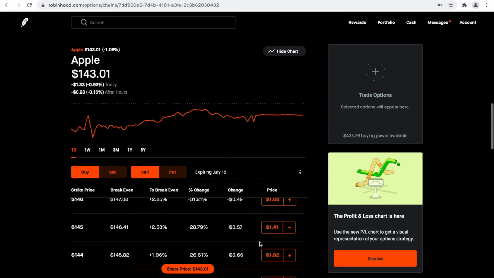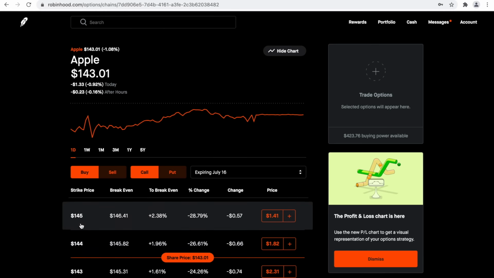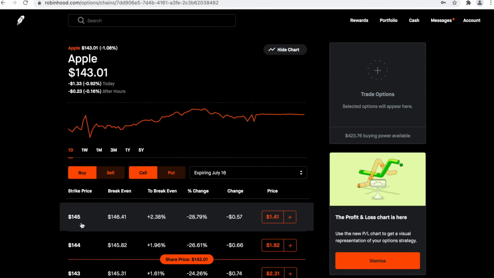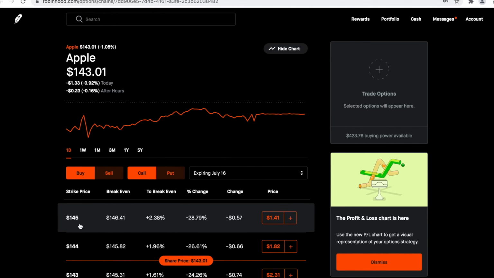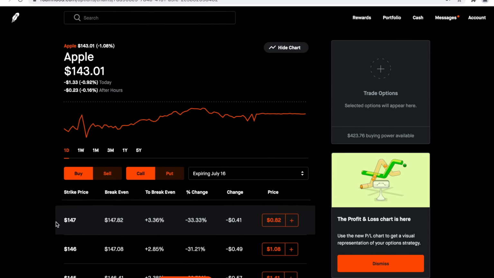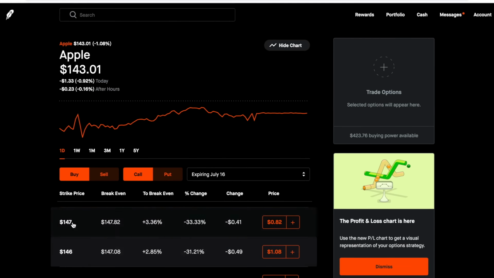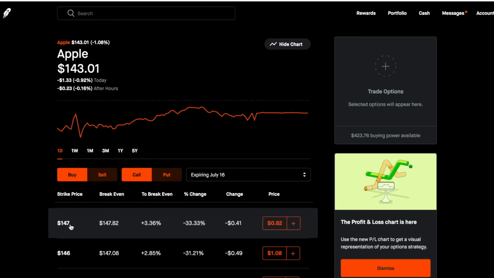But anyways, as we get right into this, a couple things I'll highlight. This right here is called a strike price. Most people would say this is where you think the stock is going. So if I think Apple will go to $147 by July 16th, I'm going to go ahead and buy the $147 strike price.